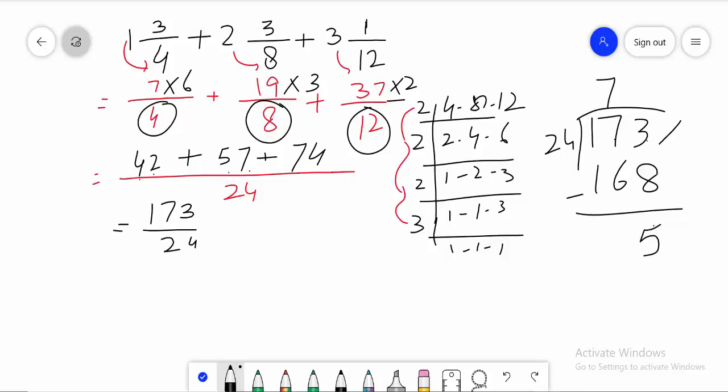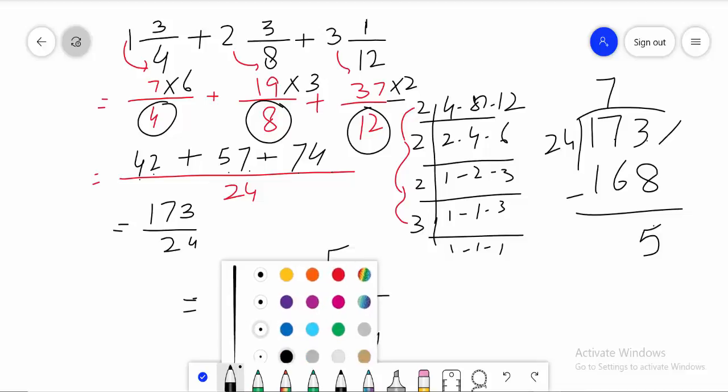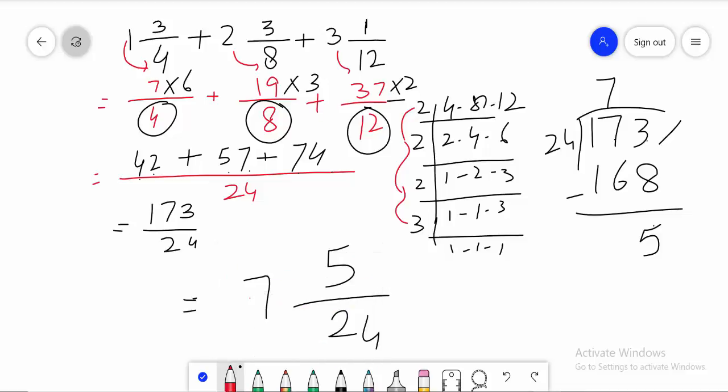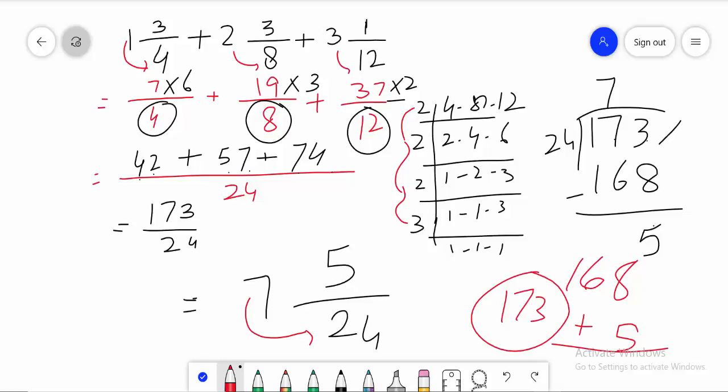So this is the simplification. Now I'm going to write the answer: 5 whole 7 over 24. This is the answer, 7 whole 5 over 24. This is the answer of this fraction, and if you want to check whether you did it wrong or right, just multiply 7 with 24, that would be equal to 168, and plus 5, the answer is 173. So this is the answer of this fraction.